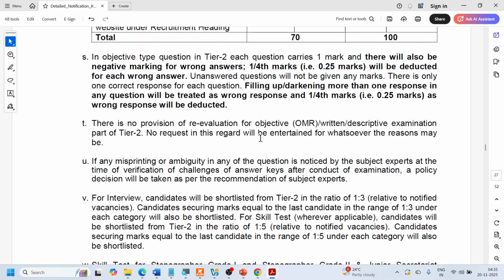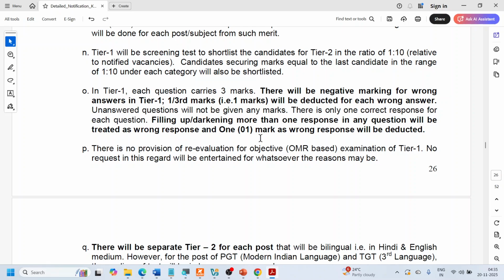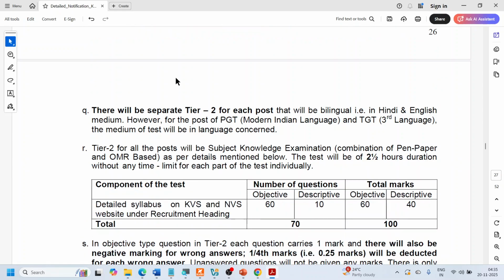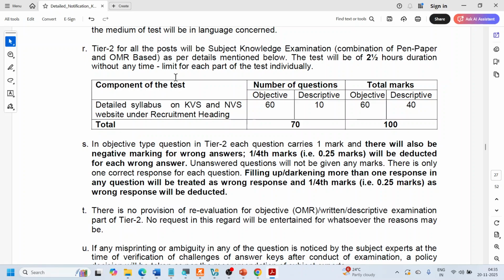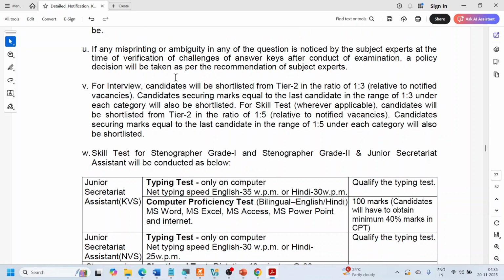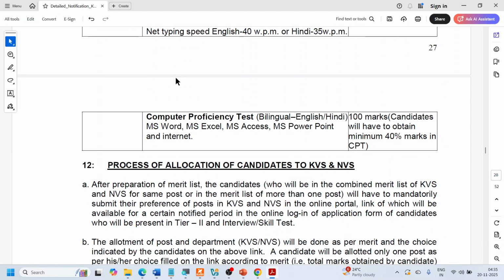Again, they have also mentioned every question, I think I missed that thing. There will be only one right answer. There won't be two right answers for a given question when you are ticking in the OMR. So there is no provision, and also there is no provision for revaluation. I think somewhere I missed that thing. One question will have only one correct answer. If you tick two answers in the OMR sheet, then both answers will be removed. They won't consider any of the answers.